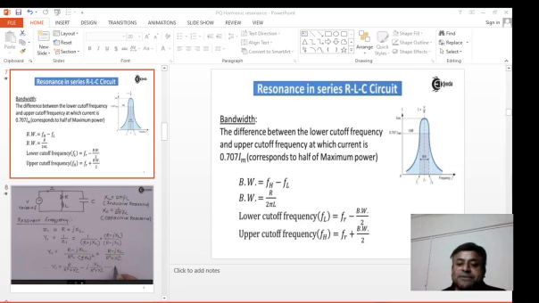So these are the concepts of series resonance and resonance in particular. Next time we'll discuss harmonic resonance. We'll resume the topic of resonance in our next video, video number 10.